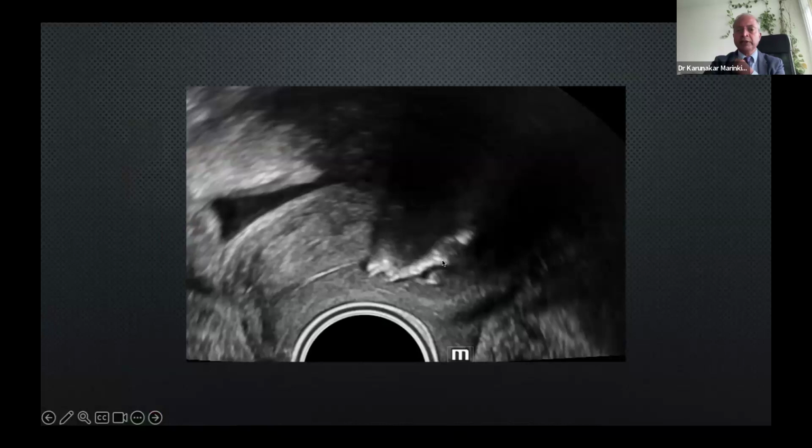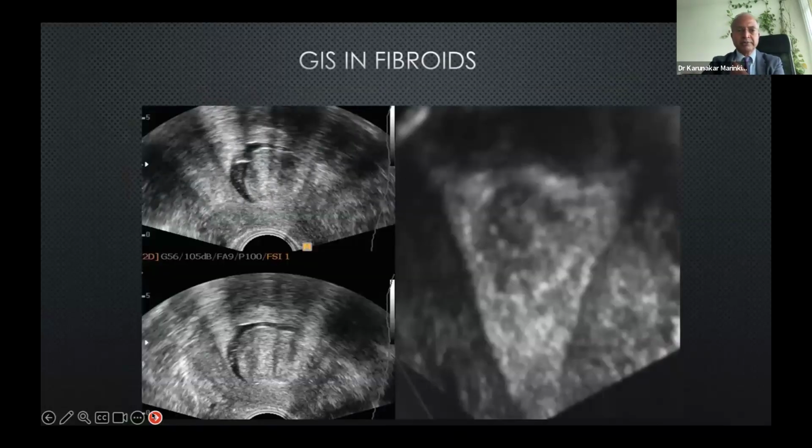Sometimes you see air in the uterine cavity. Sometimes you see a coil embedded and so on. Sometimes you can see fetal bones. It doesn't matter. With my old 3D, I used to rely heavily on GIS.